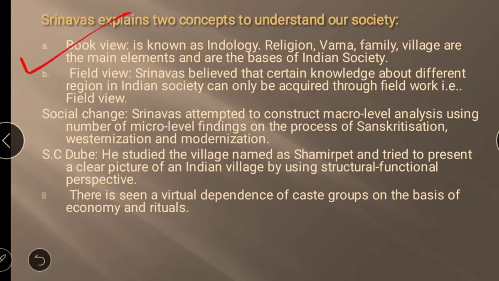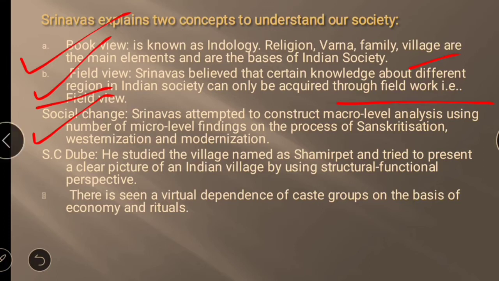So here I have already mentioned book view, which is known as Indology, and these are some of the elements of Indian society which are being studied through Indological perspective. Next comes field view, where Srinivas said that Indian society can only be acquired through field work. That is field view, right? So if you look at the social change in the society, this can be observed through the concept of Sanskritization. Don't worry, we'll be discussing all those topics in later part of our slides, means in the next class, right?